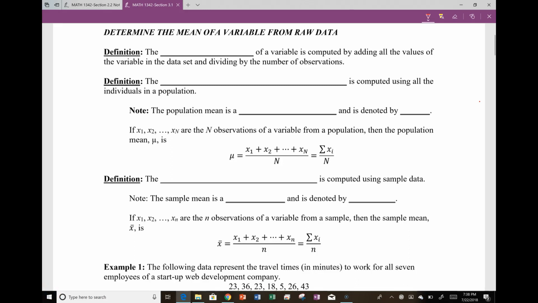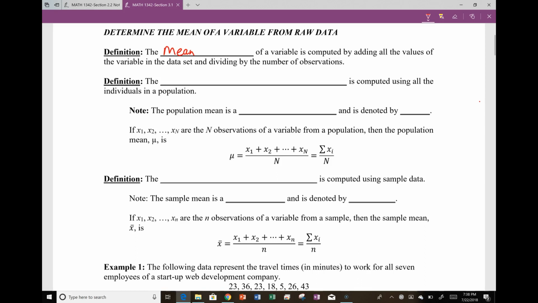In this video, we're going to begin talking about the mean of raw data. When we're talking about the mean, most of us have grown up with the terminology average. We add them all up and divide by how many we have. Well, that is what mean does. The mean is computed by adding all the values of the variable in the raw data set and dividing by the number of observations.